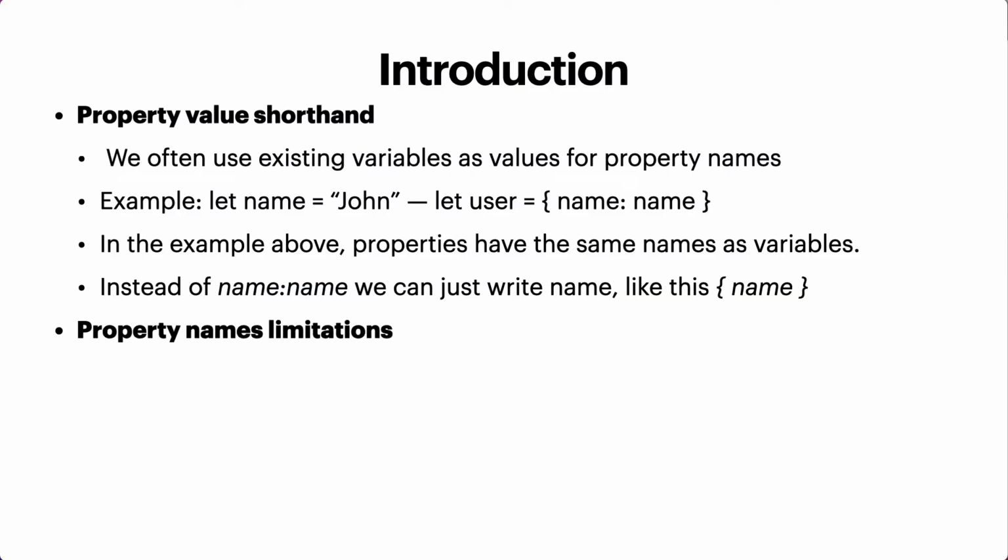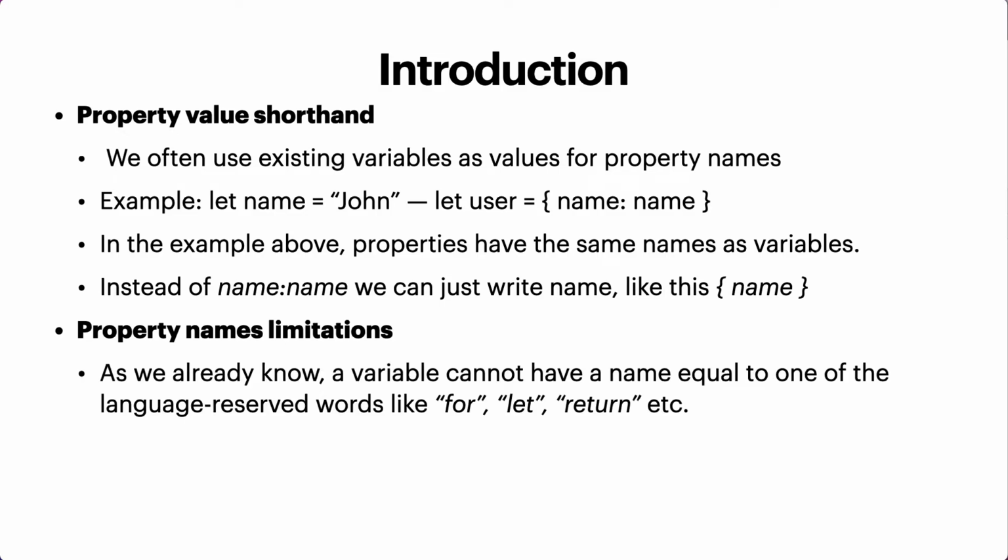Property names limitations. How we can define property names in objects. As we already know, a variable cannot have a name equal to one of the language reserved words like for, let, return, function, and all that. So whatever keywords are reserved by the language itself, we cannot name it as a variable name.